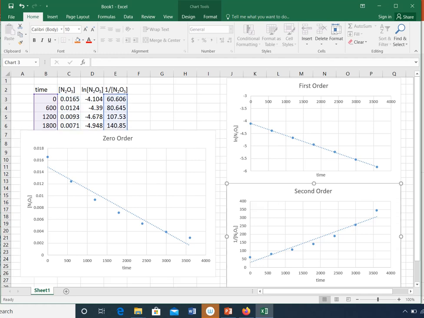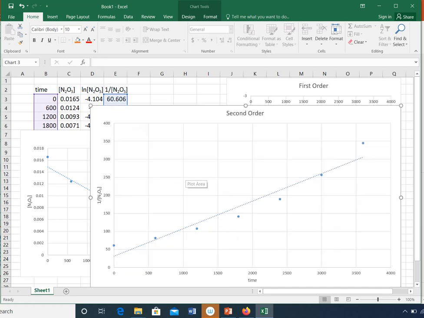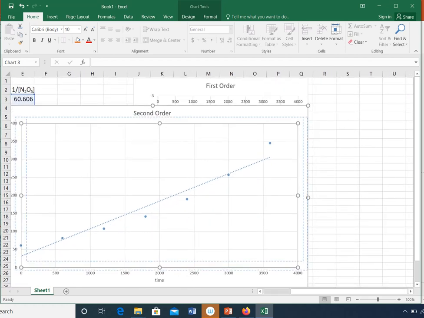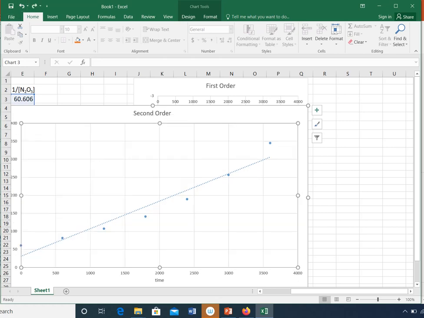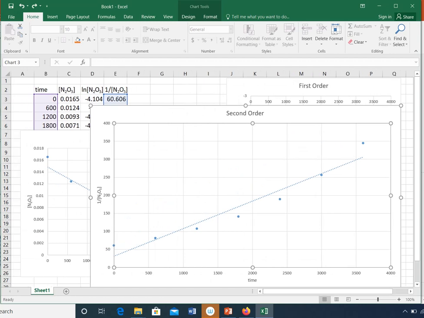When I go to second order, this is the last one I made. Let's see if it's on top. Yes. When I do second order, which is 1 over the concentration, I did the same thing. I just added a trend line to this, and you see that I have a bunch of points that are not on the trend line. Here, here, here, and here.